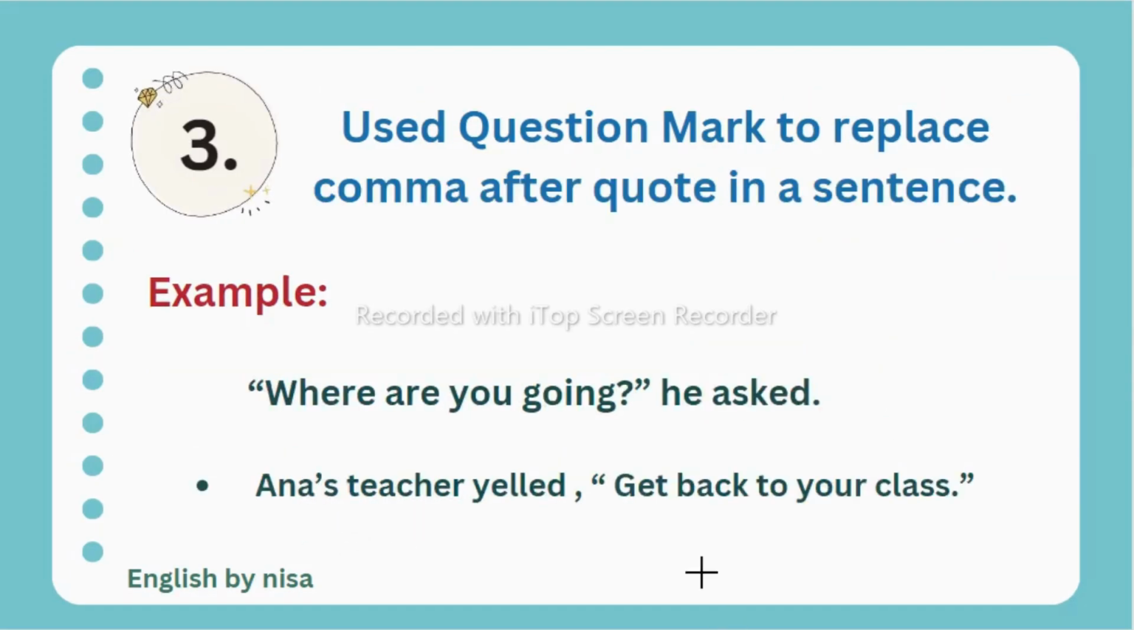Now let's see the third rule. Use question mark to replace comma after the quote in a sentence. So here you can see, where are you going? It is a question, that's why we have put a question mark here, not a comma. But in the commas rule we have seen that to separate this reporting and quote, we were putting a comma. Like you can see here, to separate these two clauses, we were separating them with the help of a comma. Anna's teacher yelled, get back to your class. But here you are getting a question. That's why to separate these two parts, we are putting a question mark, not a comma.